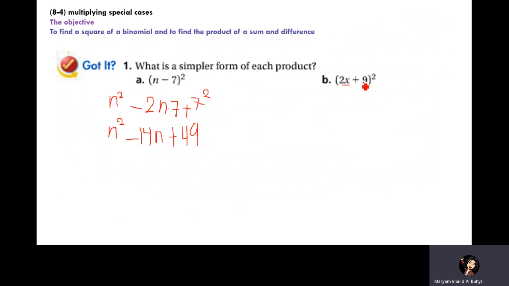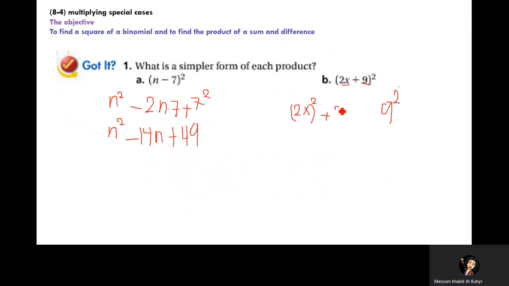Same thing with this one, which is exactly the same idea that I did before. 2x, all this to power 2. The last term, 9 to the power 2. The first term squared, the last term squared, plus 2 times the first times the second one. So it's like you need to memorize it like a song.